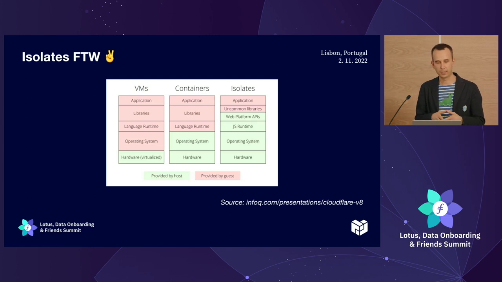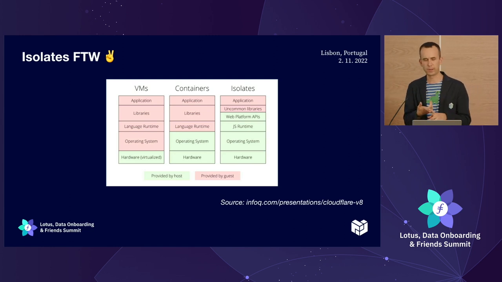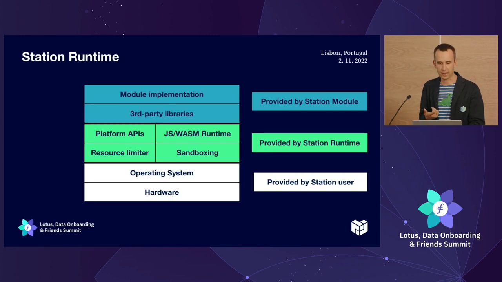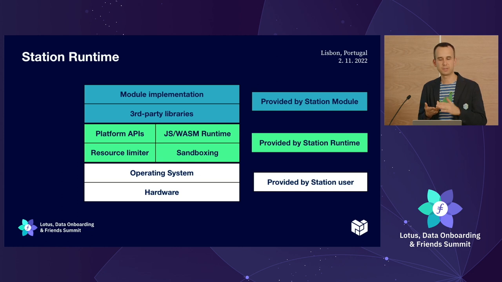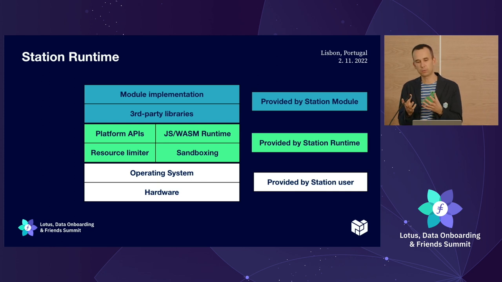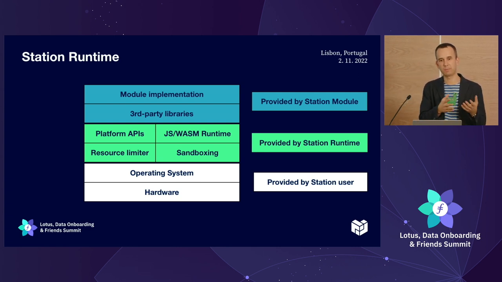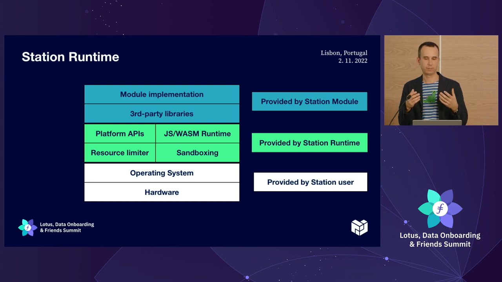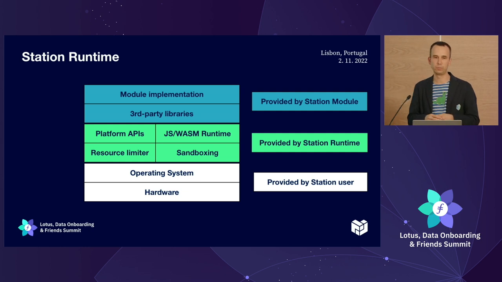So we decided to take the path of isolates, which is a technology used by Chromium browser to isolate your tabs. It's used by Cloudflare workers on the server. And the idea is to build a station runtime, maybe using FVM or IPVM or similar technology, which will provide runtime to run your JavaScript or WebAssembly code. It will sandbox your code to make sure you can access only a safe subset of resources. We can do resource limiting and give you platform APIs, maybe access to file system and web sockets, network sockets, maybe something more higher level like an API to fetch a CID from anywhere in the network. And on top of this, it will be super easy to build station modules.